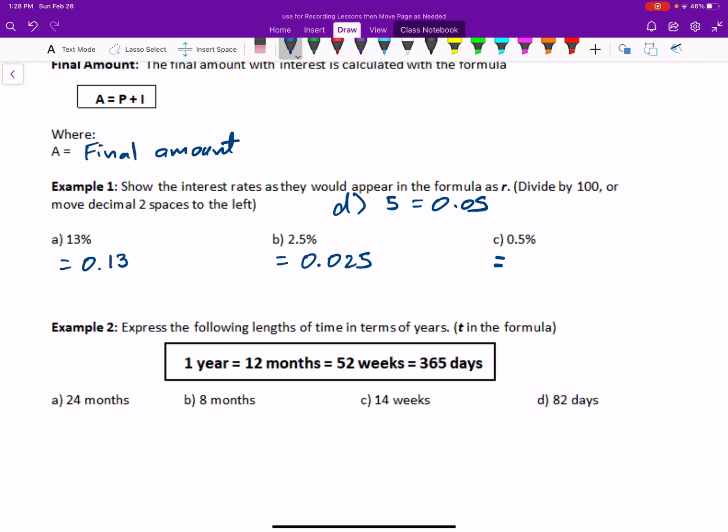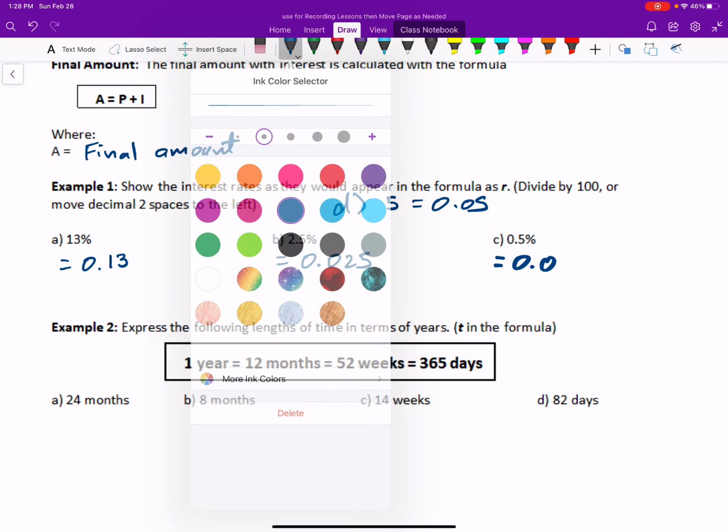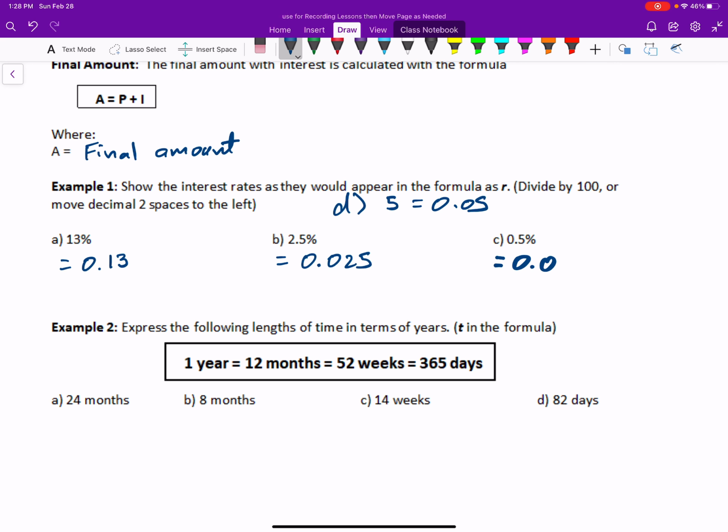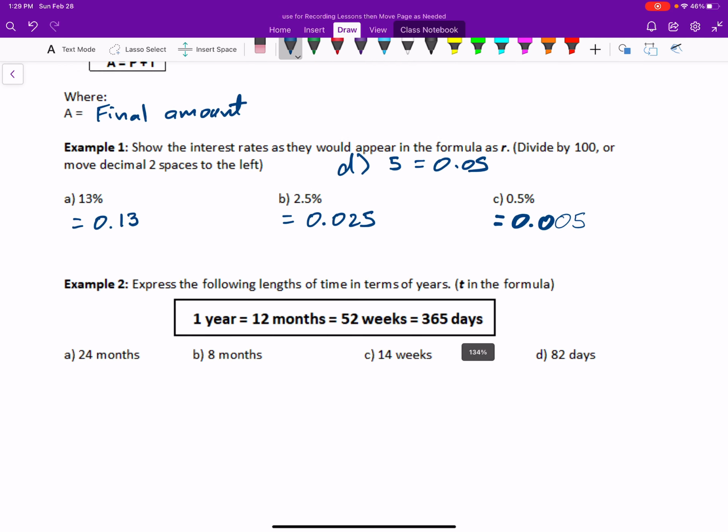0.5%, it's already got a decimal in it, but if I want to make it as a decimal, as a non-percent, then I need to, again, move that decimal 2 places to the left. So that'd be 0.005. So that's half of 1% as a decimal.